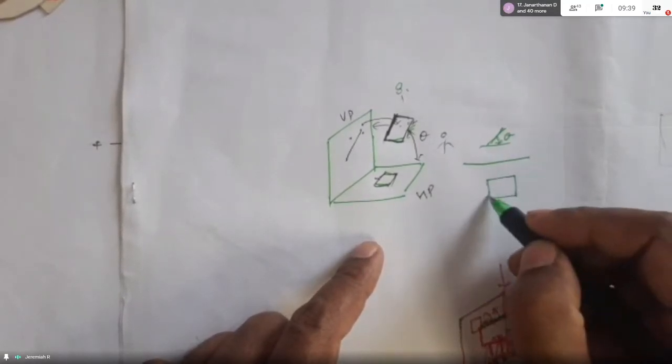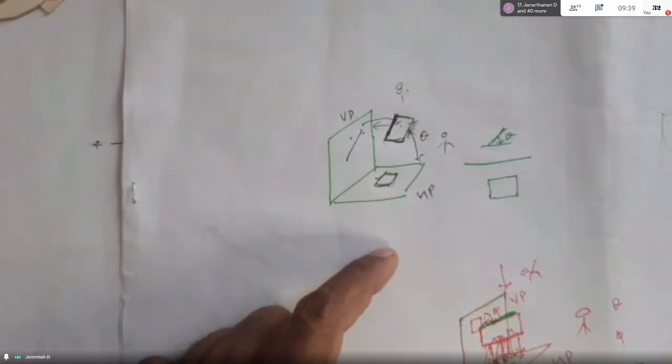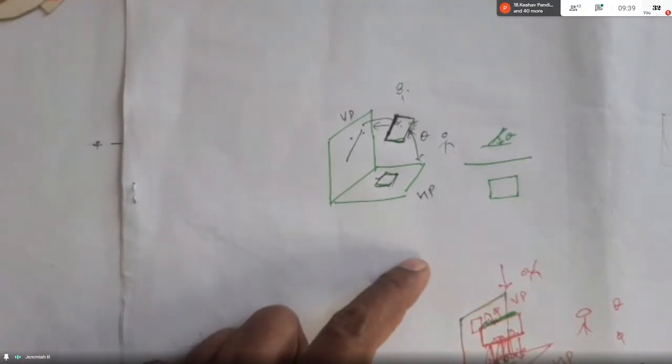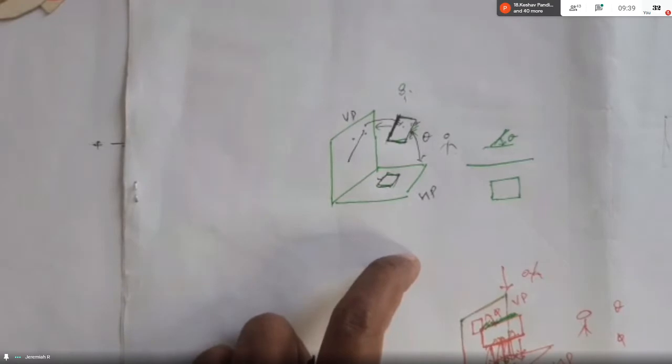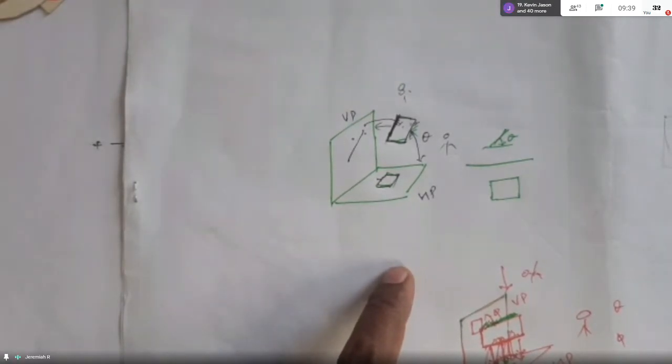If it is a rectangle, you get a reduced length of rectangle. If it is a square, reduced length of square. If it is a rectangle, reduced length of rectangle. Okay. Note on this. Case number 1, there are 5 subdivisions.